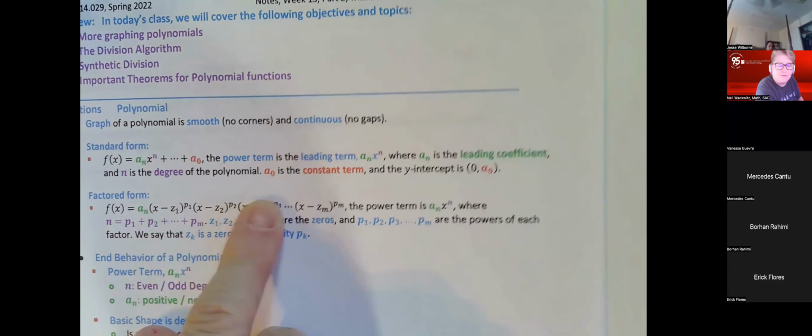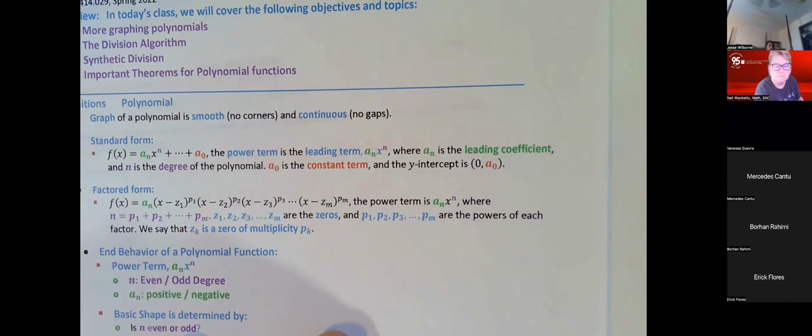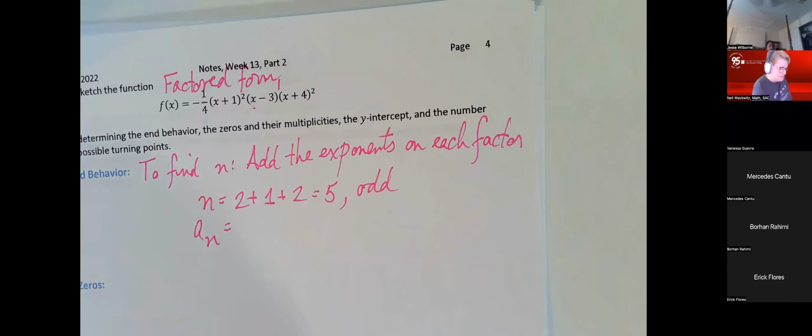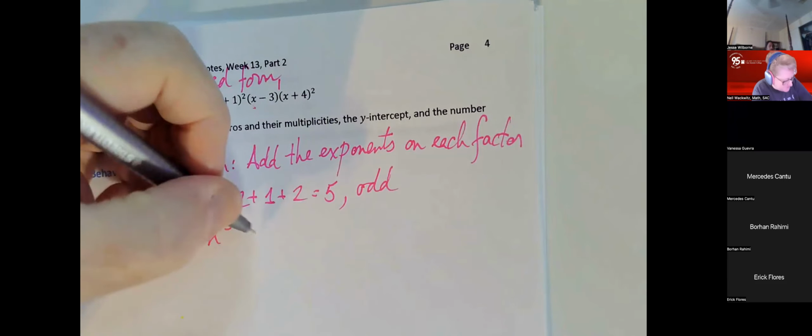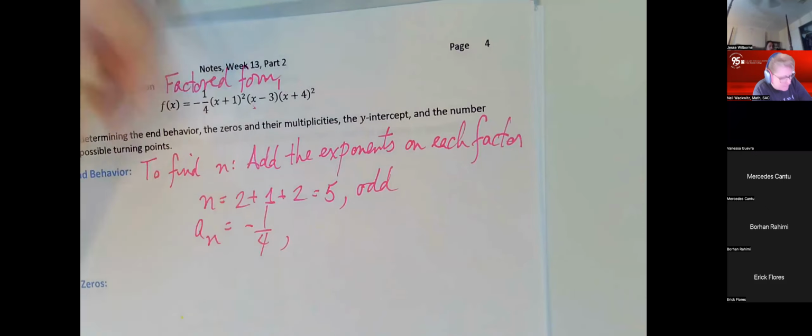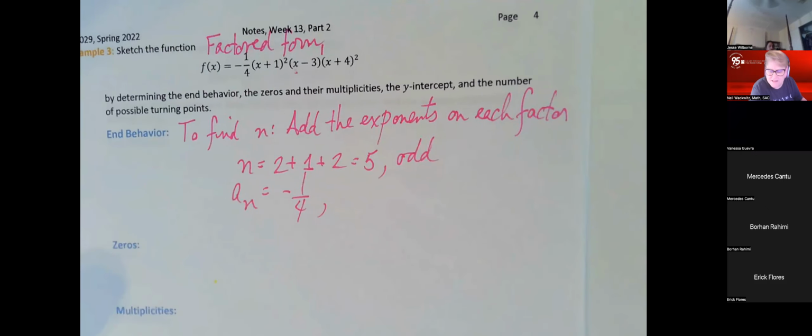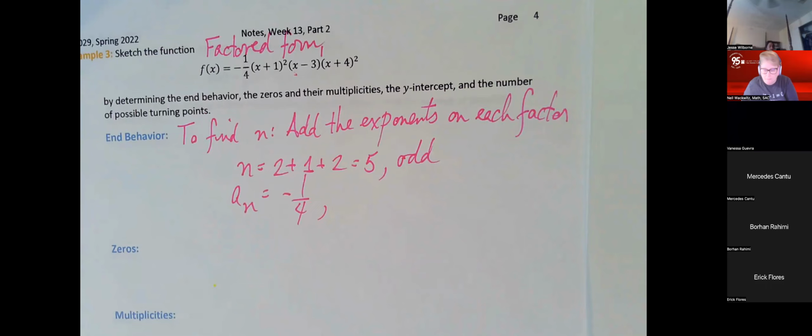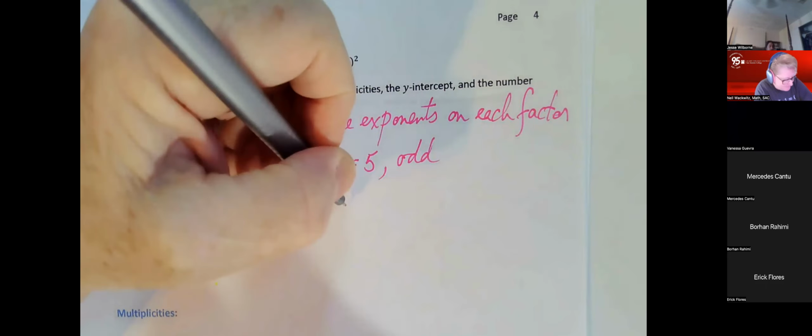What is a sub n when we're in factored form? Let's look at the equation again. In factored form, where is a sub n? At the beginning? Yes, it's the number out front. This time the number out front is -1/4. And so what do we care about with a sub n? If it's negative or positive. Good. This time it's negative. How fun.